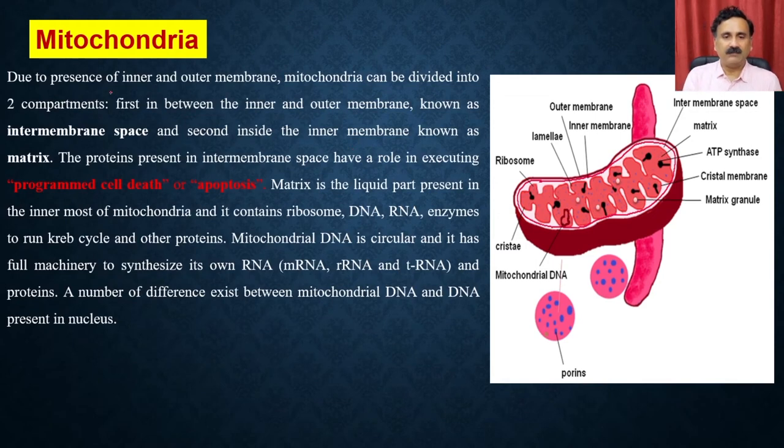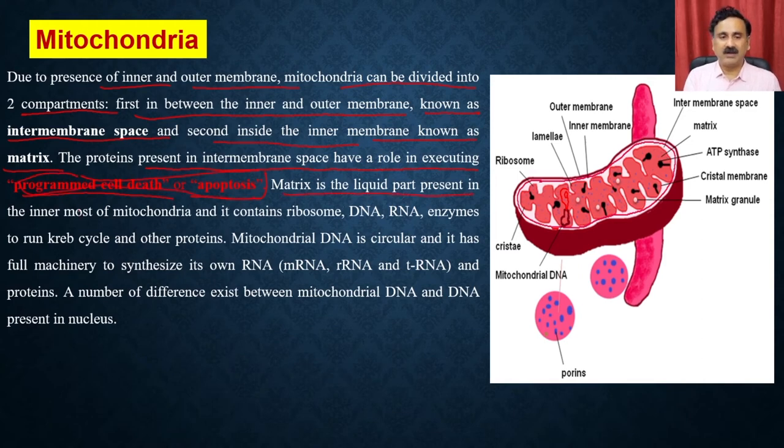Due to the presence of the inner and the outer membrane, the mitochondria can be divided into two compartments. First, in between the inner and the outer membrane, so this is the compartment, known as the intermembranous space, and second, inside the inner membrane, known as the matrix. So this is the matrix that you see here. The proteins present in the intermembranous space have a role in executing programmed cell death, or apoptosis, which we are going to discuss in subsequent modules.